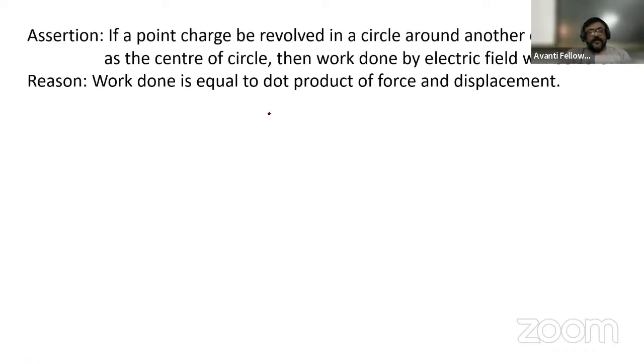Let us go to the next question. If a point charge is revolved in a circle around another charge as the center of the circle, then the work done by the electric field will be zero. This case we have seen earlier. What's the situation? There's a circular path, a charge at the center, and another charge is taken once around this circle. It says that work done is equal to zero for that.